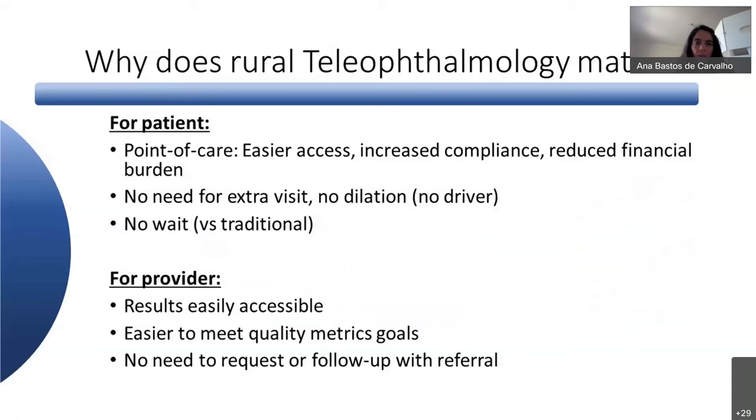So why does rural teleophthalmology actually matter, and why should we be interested in improving access to it and also the quality of evidence that exists around teleophthalmology? From a practical perspective for the patient, at the point of care, it's similar to what happens with other specialties. It's of much easier access. It increases compliance, and it also reduces financial burden because reading of images is in general much more inexpensive than an in-person eye care provider appointment. It also doesn't require an extra visit because it can be done at the point of care and during the primary care appointment.